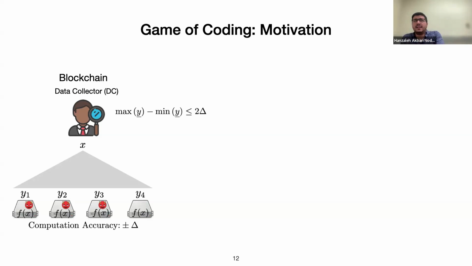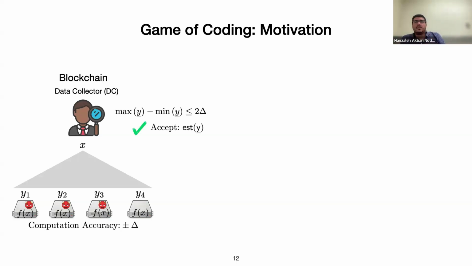In this case, if the difference between the maximum value and the minimum value of the y's that the data collector is receiving from the computing nodes is bounded by 2 delta, everything is okay. This is what is acceptable on the data collector side, because we have some noise that is okay. The computation accuracy is plus minus delta, so we may have a situation in which the difference between the maximum and the minimum is 2 delta.